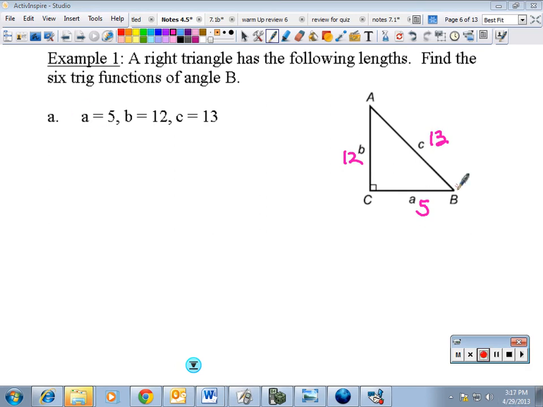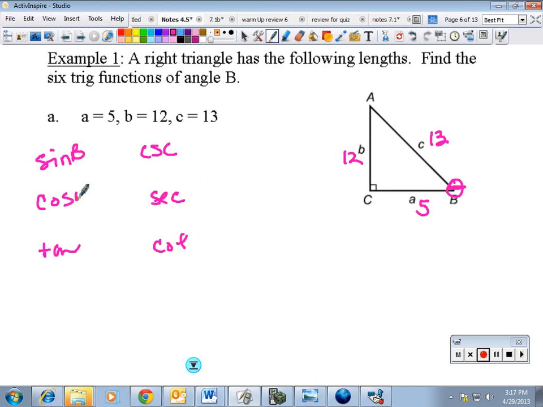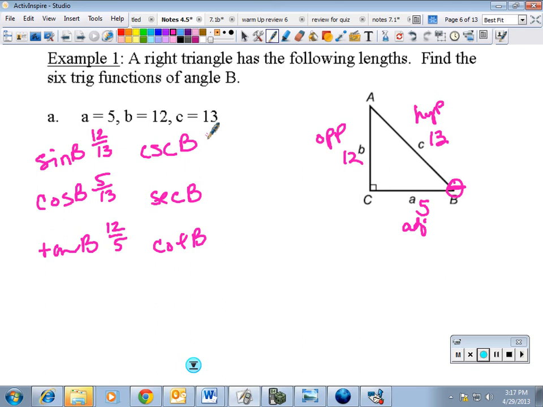It says find the 6 trig functions of angle B. Well, that's where I put my theta. So it's just sine, cosine, tan, cosecant, secant, cotan. And this is all of B. So I'll label my triangle based on angle B. This is going to be opposite, adjacent, and hypotenuse. So sine is opposite over hypotenuse, cosine is adjacent over hypotenuse, tan opposite over adjacent, cosecant 13 over 12, 13 over 5, 5 over 12.